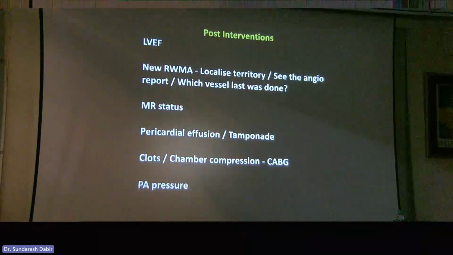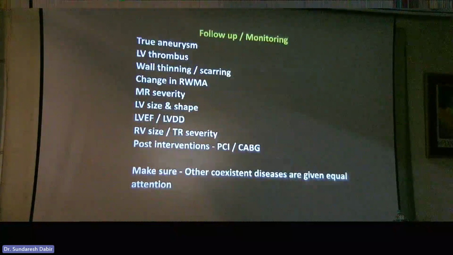And of course, pericardial effusion is something which is always high on the list post PCI. So if there's even a little bit of pericardial effusion, immediately inform, and also look for any tamponade signs. And again, in CABG patients, who are post-surgical patients, look for clots. Those are the ones seen immediately post-surgery. Chamber compression can happen. And of course, look at the PA pressure.